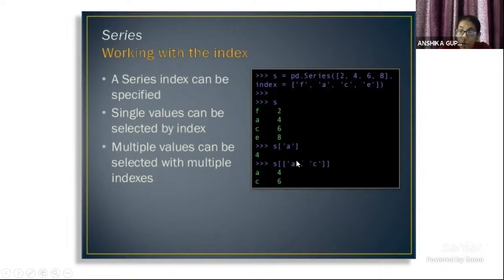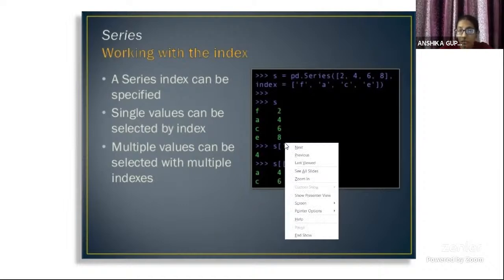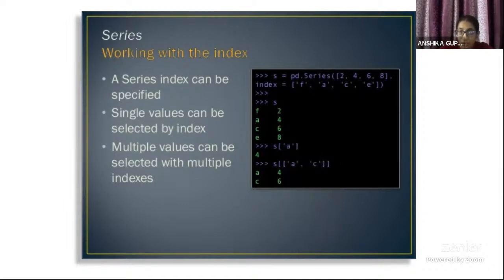If I need two values, A and C combined, it gives me A equals 4 and C equals 6. Again, if I attach more values, F and E also, all of them are given in a similar way. Multiple values can be selected by multiple indexes. A single value is selected by a single index.